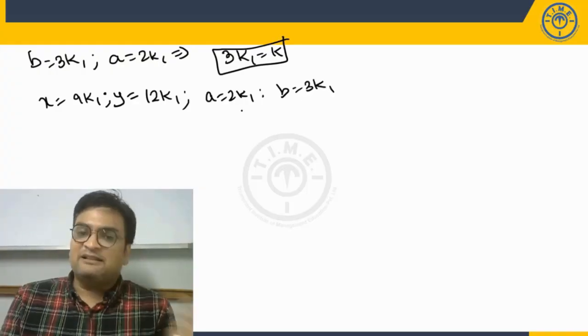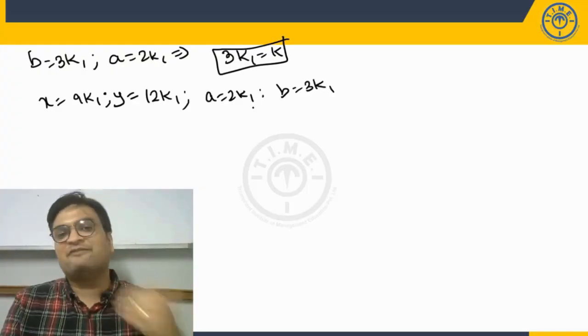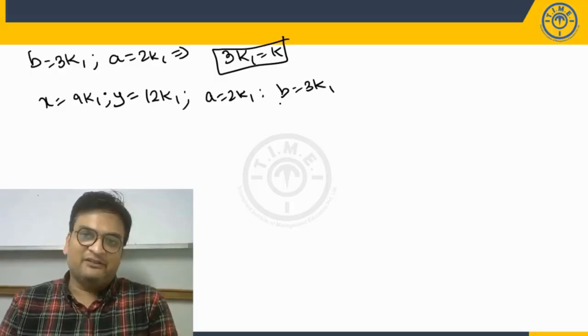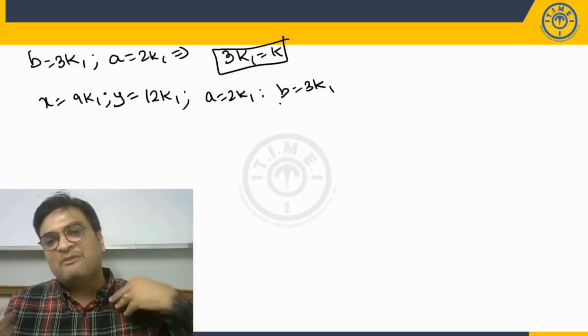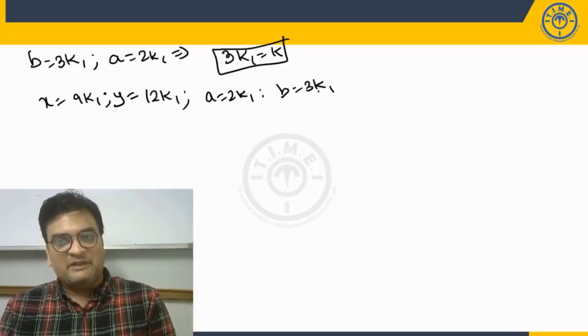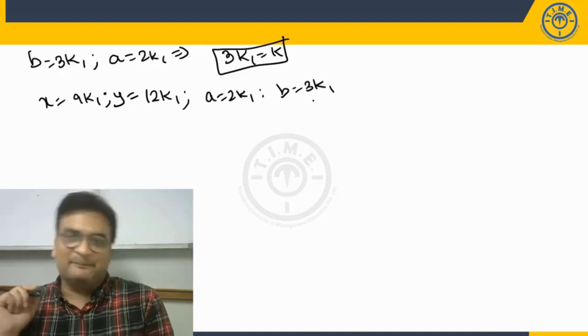And it is given to us that A, B, X and Y should be natural numbers. So that means K1 cannot take negative values. Also, the minimum value that K1 can take, so that all of them are integers, right? The minimum value that K1 can take is 1.